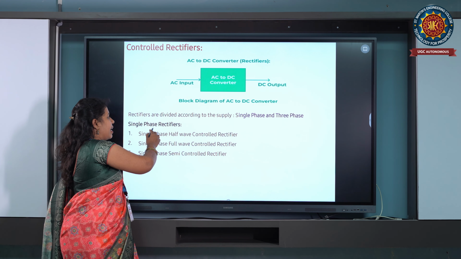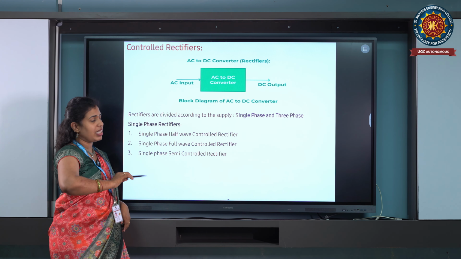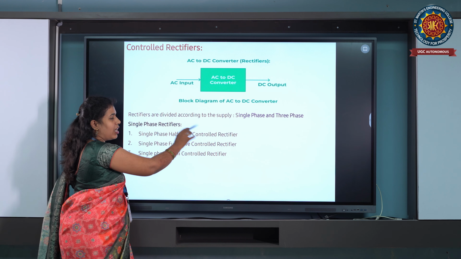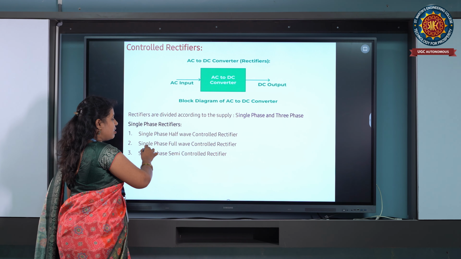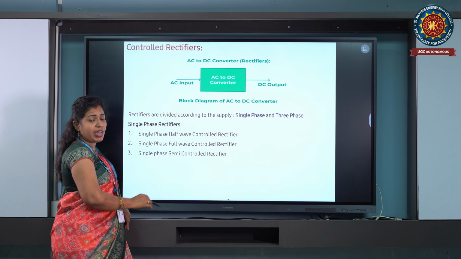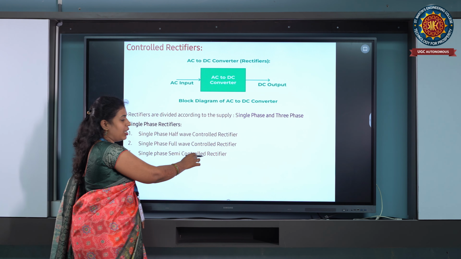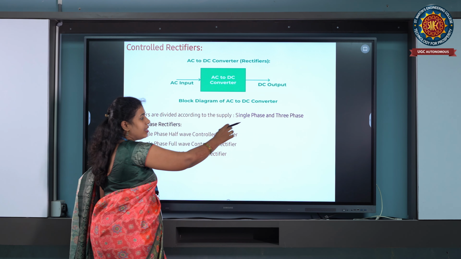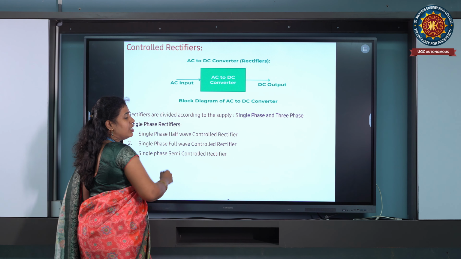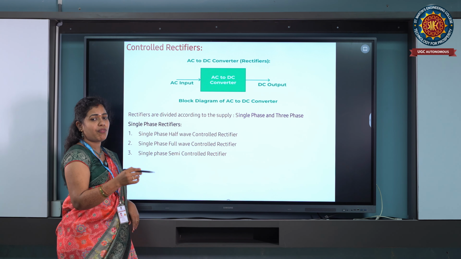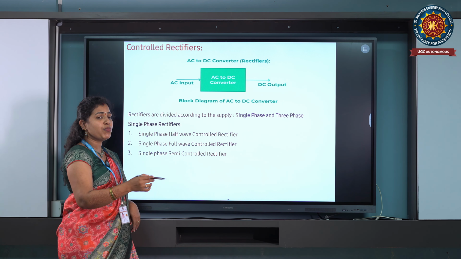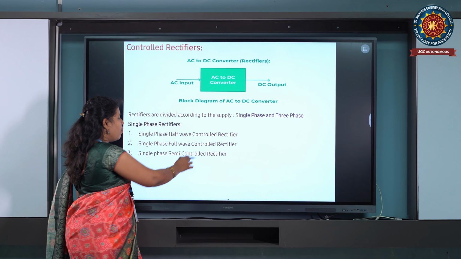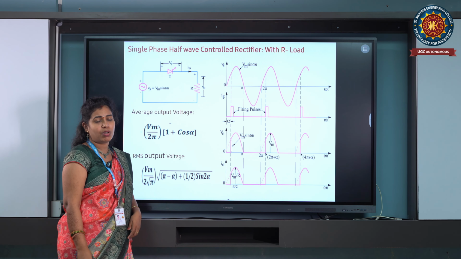Single phase rectifiers are divided into 3 types. One is a single phase half wave controlled rectifier, second is a single phase full wave controlled rectifier, and third is a single phase semi controlled rectifier. And 3-phase rectifiers are divided into 2 types: a 3-phase half wave controlled rectifier and a 3-phase full wave controlled rectifier. Now we'll see the single phase half wave controlled rectifier.